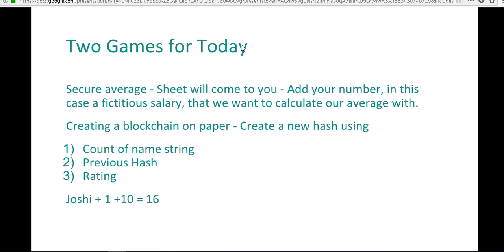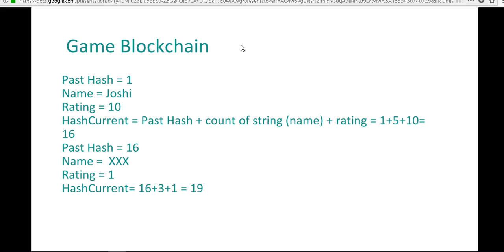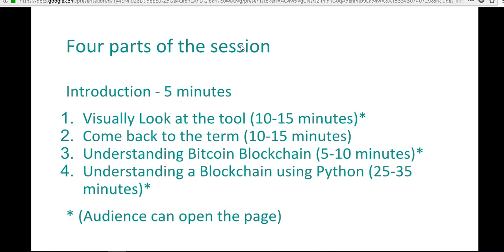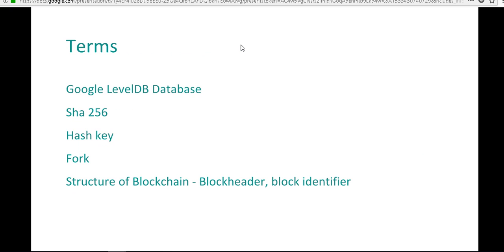The game where we were creating the hash was critical, because with the help of that we understood that creating a new hash is like mining, and mining is like a validation that you actually worked on that block, because it's going to take time for me to mine that block. So this was the game, and there are two blocks here. The first block is with a past hash of 1, name is Joshi, and rating is 10. So the next hash becomes 16. The next block would start with the past hash of 16, name is XXX, rating is 1. So it's 16 plus 3 plus 1, 19. So this is a very simple block, and these two blocks are joined by the blockchain.